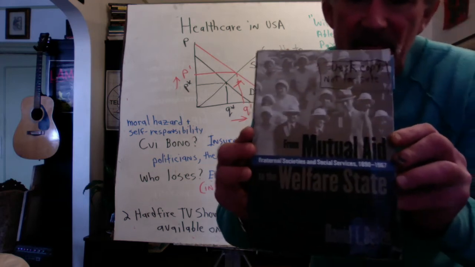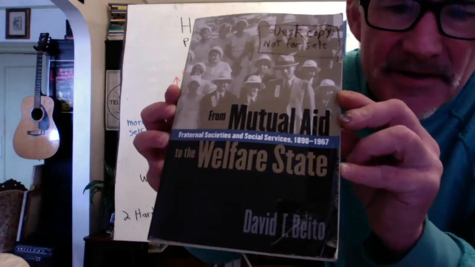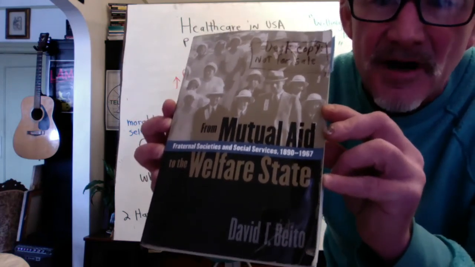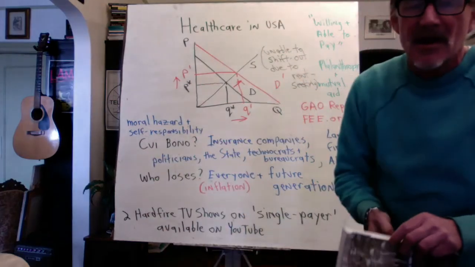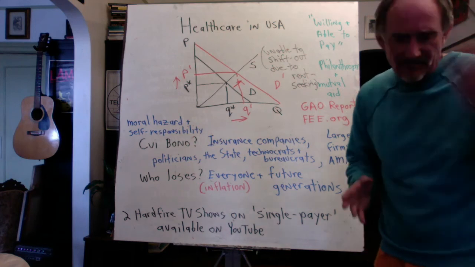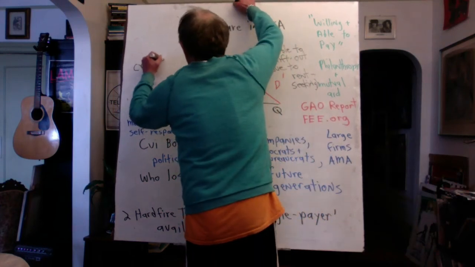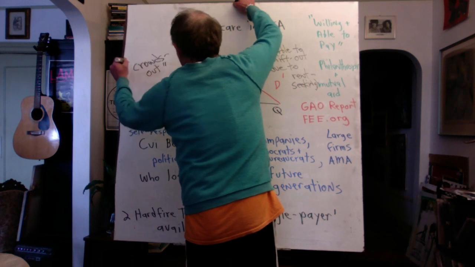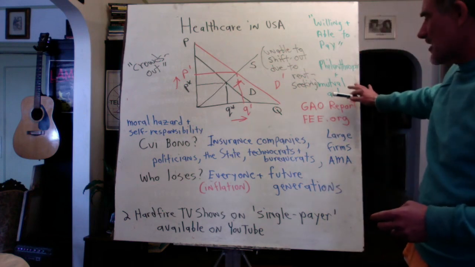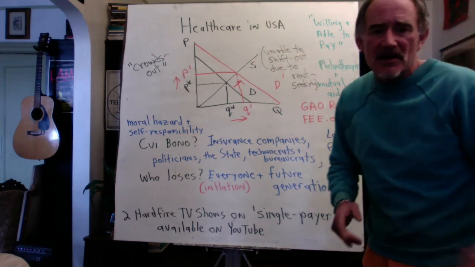You've seen this before, from David Beito, From Mutual Aid to the Welfare State. He describes how prior to the welfare state buildup of the 1930s, people were providing for each other, pooling their resources in a local and decentralized manner, helping people when they were down on their luck. So perhaps one solution. Right now the welfare state crowds out or replaces mutual aid and philanthropy. So that completes the supply and demand module on healthcare.